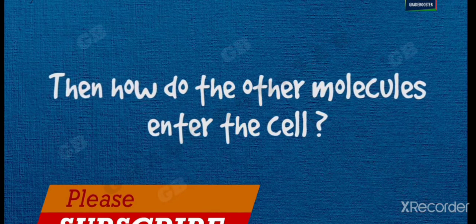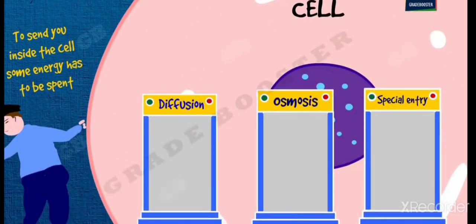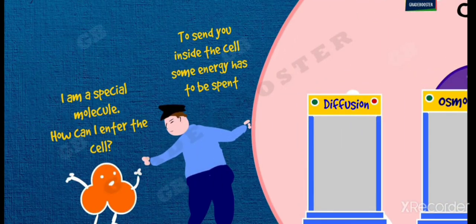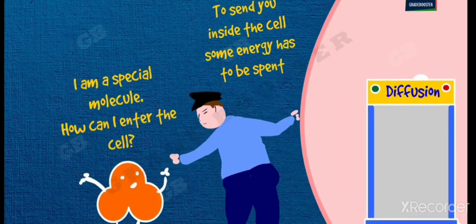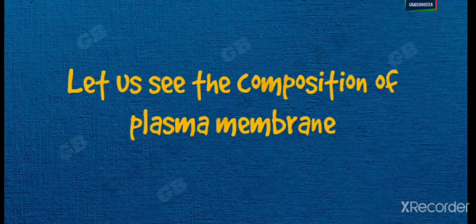Then how do the other molecules enter the cell? Diffusion and osmosis are very important phenomena by which water and gases go inside the cell.